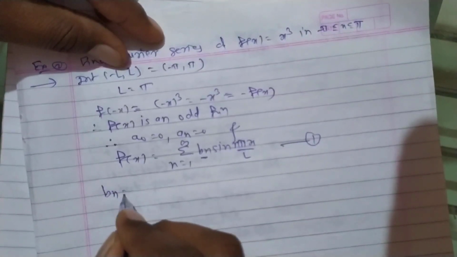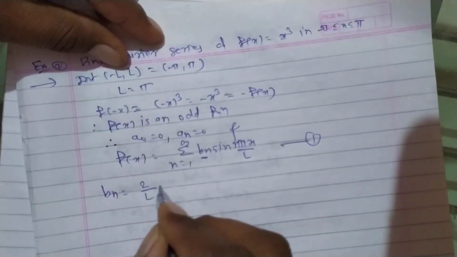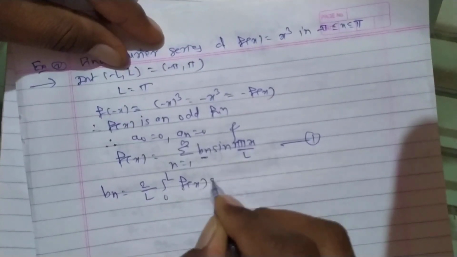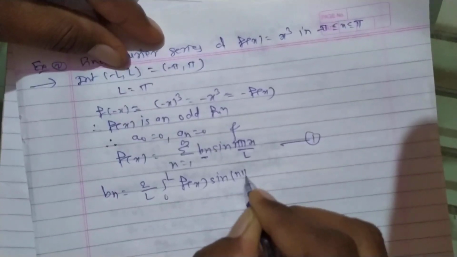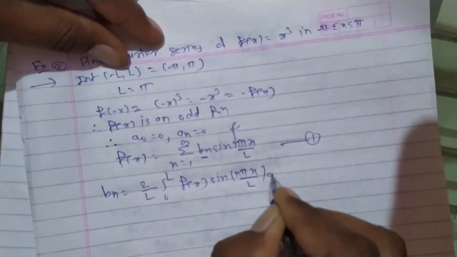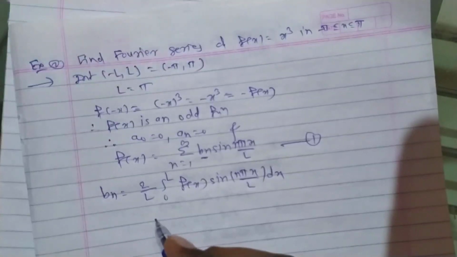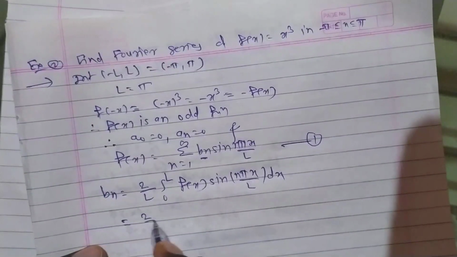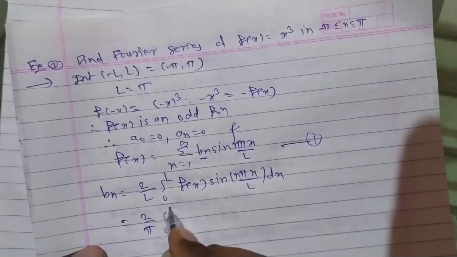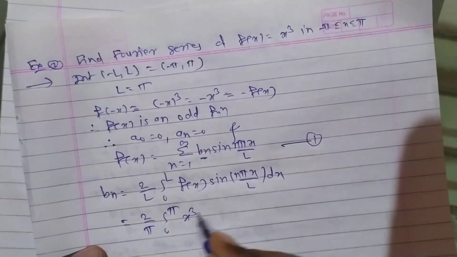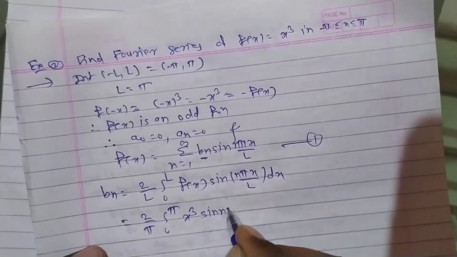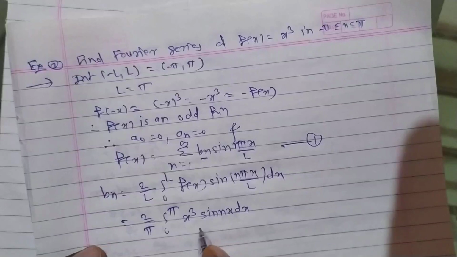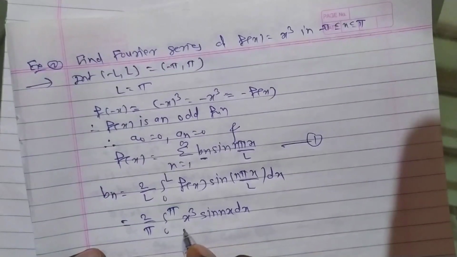So how do we calculate that? bn is equal to the formula 2 by l into integration from 0 to l of f of x sine n pi x by l dx. So l equal to pi here, we put that, so it is 2 by pi into integral from 0 to pi of x cube sine nx dx, because if you put l equal to pi, pi gets cancelled. And how do we take the integration here? Using the u into v rule.